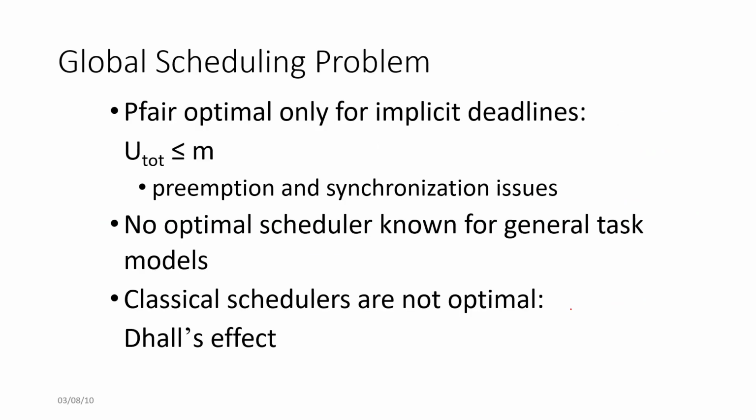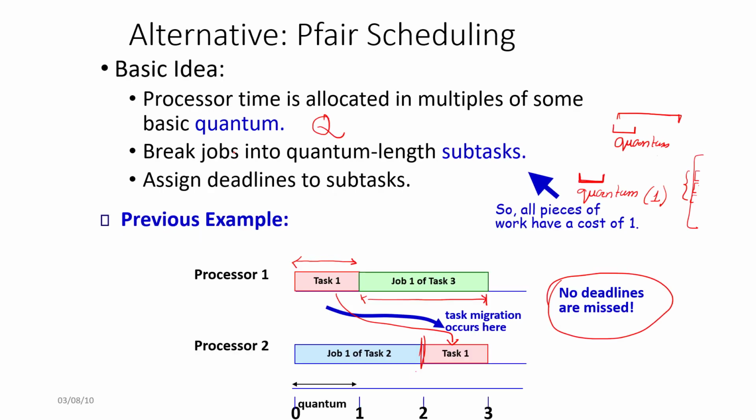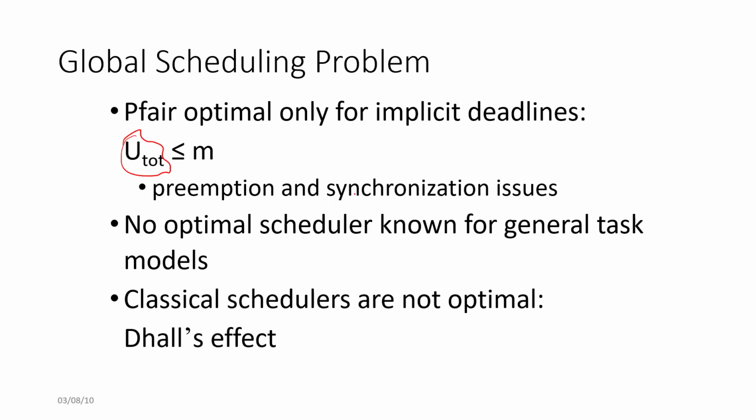All right. So the global scheduling problem looks like this. If you consider the p-fair variant, it will be optimal when we add these implicit deadlines, which are like these pseudo deadlines that we have added, as long as the total utilization is less than or equal to m, where m is the number of CPUs, right?